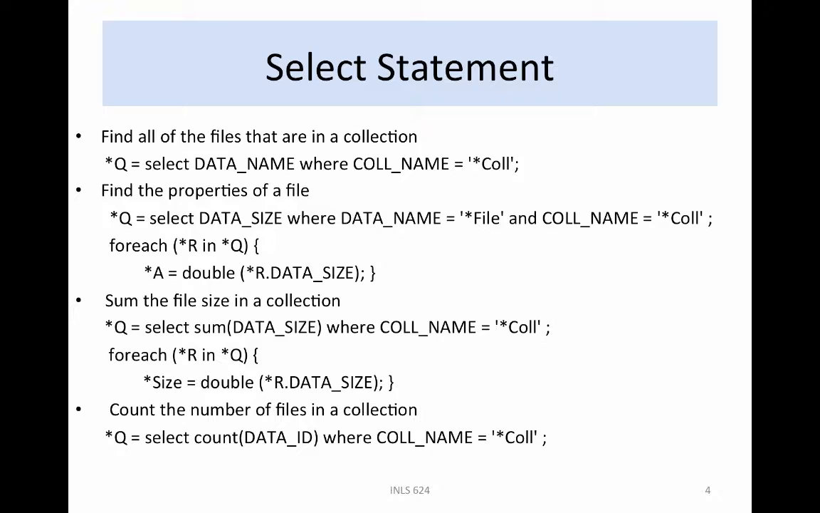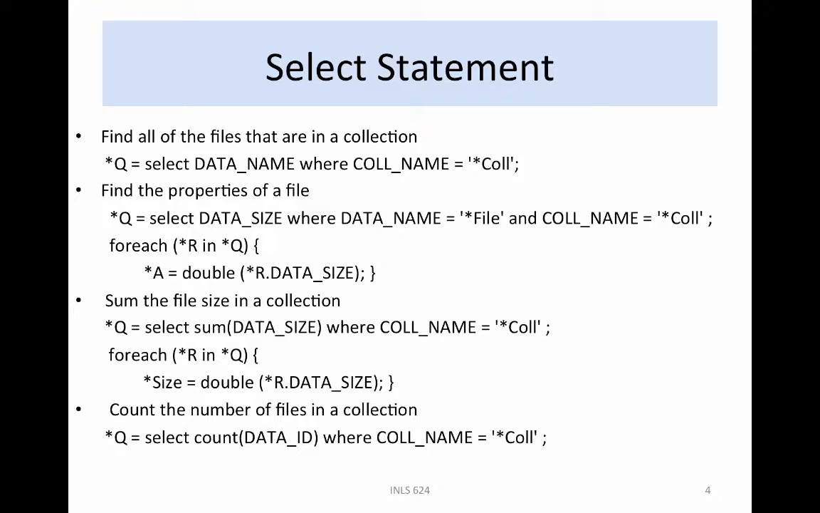*Q = select DATA_NAME where COLL_NAME = '*coll'. Note *coll is listed in single quotes. Here *coll is a string workflow variable that contains the full path name to a collection in the data grid. Note that all of the persistent state attributes are stored as strings in the metadata catalog. The result of the query is a list of file names within the specified collection.